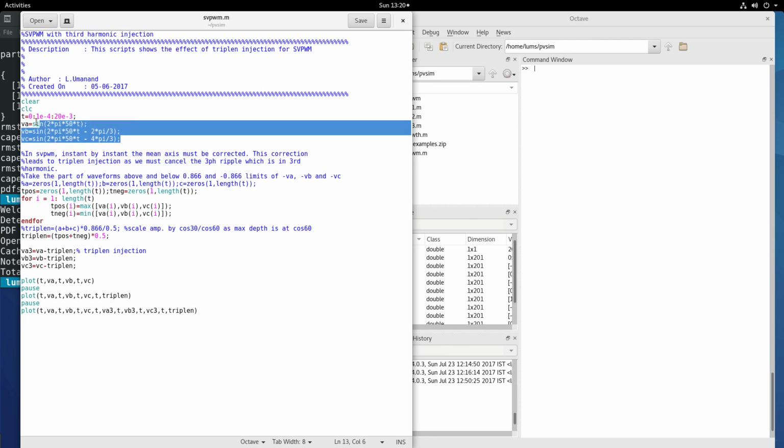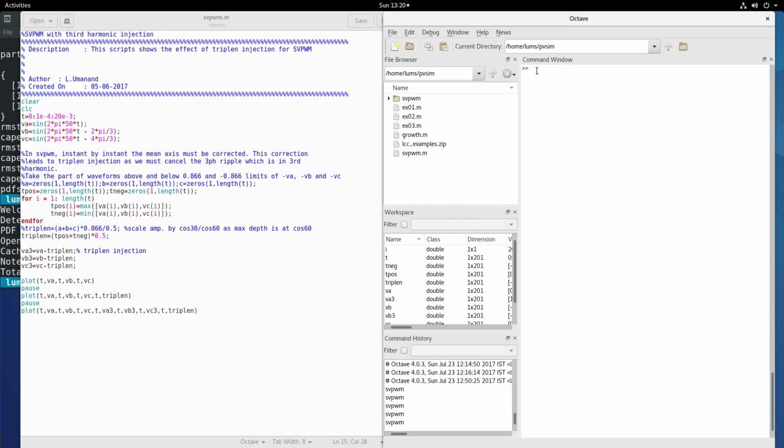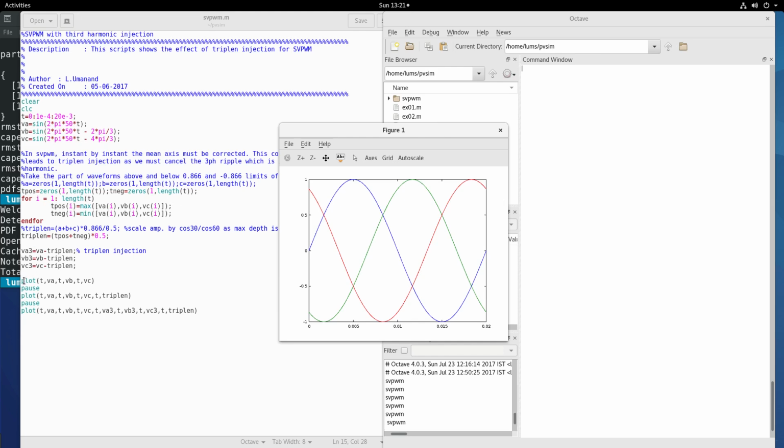In the script, the first step is to generate the three vectors VA, VB, VC, which are sine of 2 pi 50 into t, omega t minus 2 pi by 3, and omega t minus 4 pi by 3. So we have the three sine waves. Now let me execute this SVPWM script. I first plot these three sine waves. That's what I am plotting here first. Now you have the 0.866 point up here.